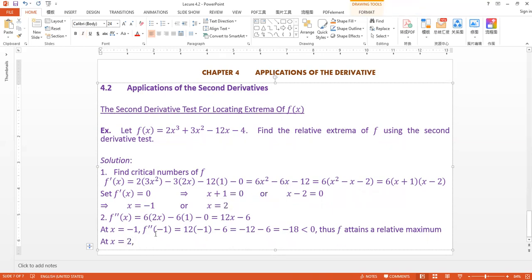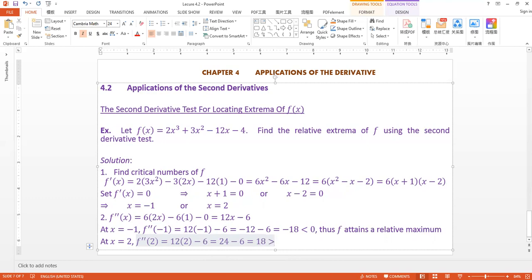So once again, we just plug in positive 2 for x in f double prime. So this time what we get is f double prime of 2 will be 12 times 2 minus 6 if we plug in 2 for x. So 12 times 2 is 24. 24 minus 6, so that'll be positive 18, isn't it?